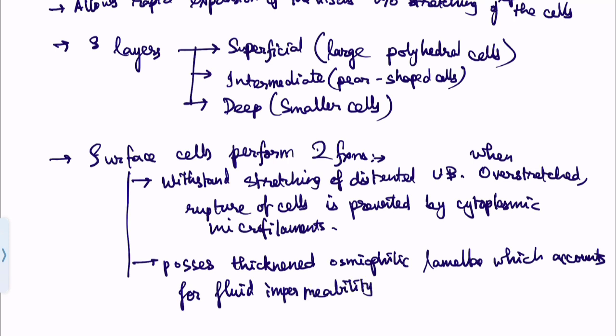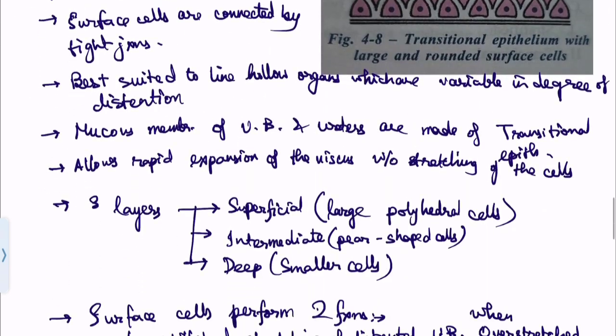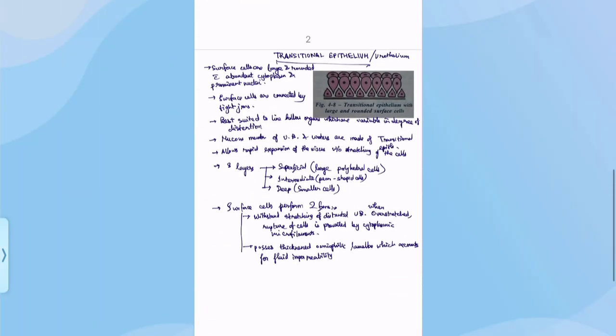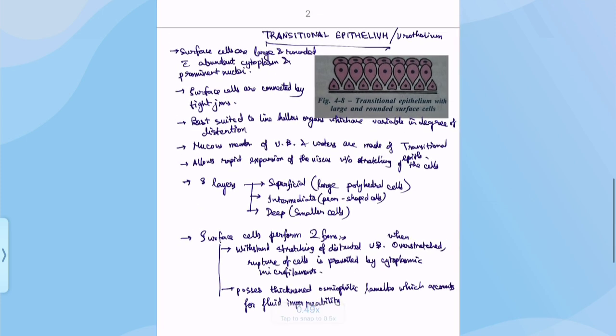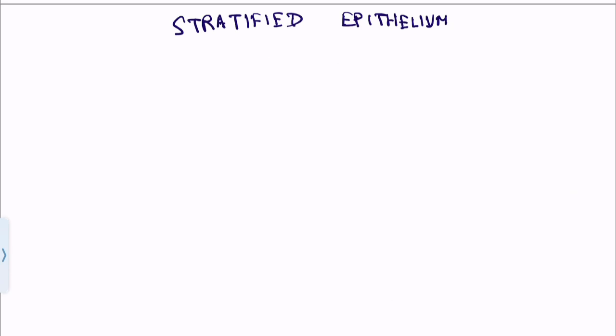So the urine doesn't leak out of the bladder, right? The bladder wall is impermeable to fluids. It is because of these features of the transitional epithelium. A short note may come from transitional epithelium. This information, if you can present it nicely, will be enough. So moving on to stratified epithelium.